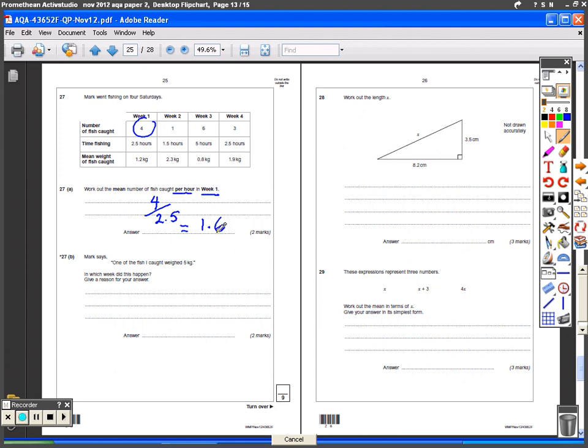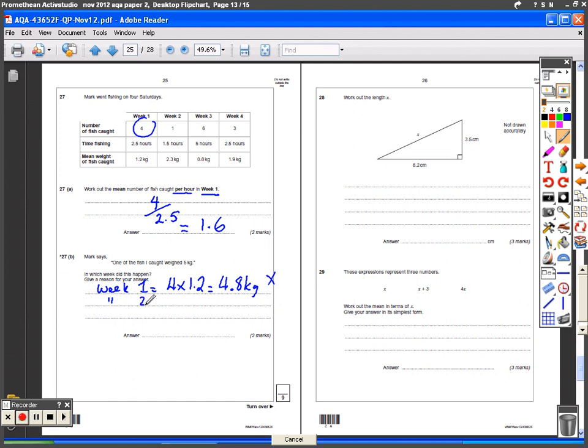Mark says, one of the fish I caught weighed 5 kilograms. In which week did this happen? Give a reason for your answer. Okay, well, if I've got week 1, he caught 4 fish in week 1, and if I multiply that by the mean, that would give me a total weight of fish of 4.8 kilograms. So, of course, it can't be in that week then.